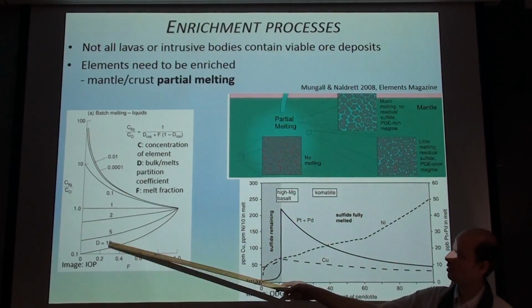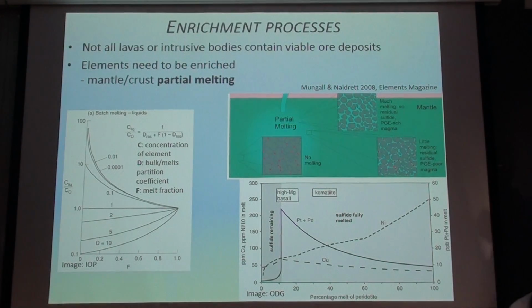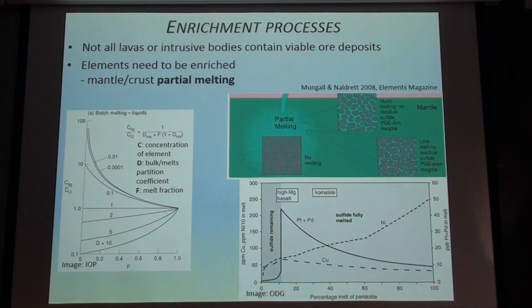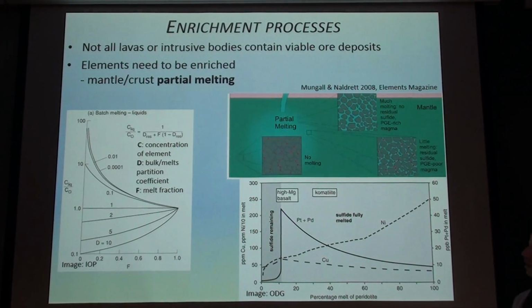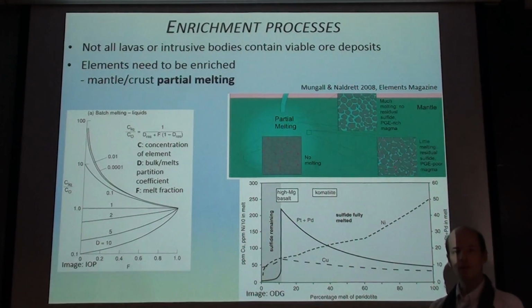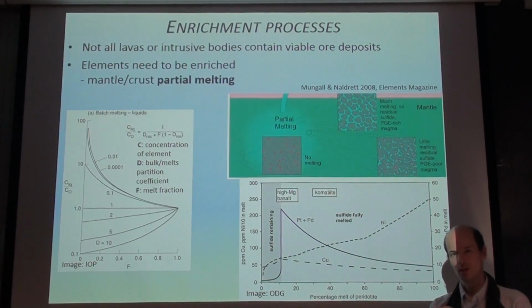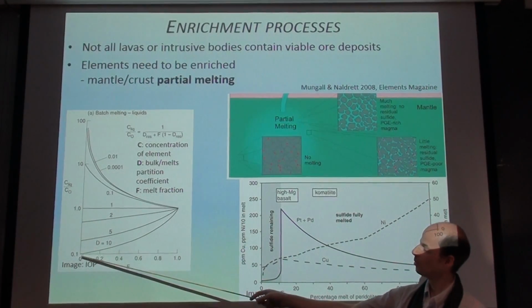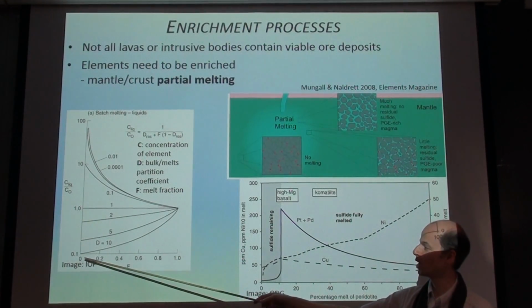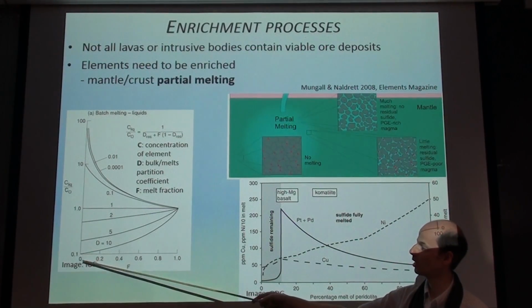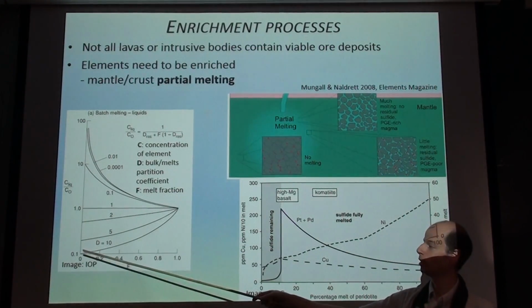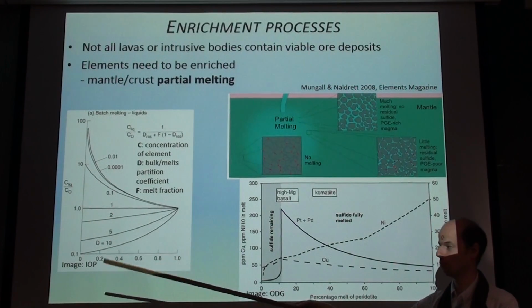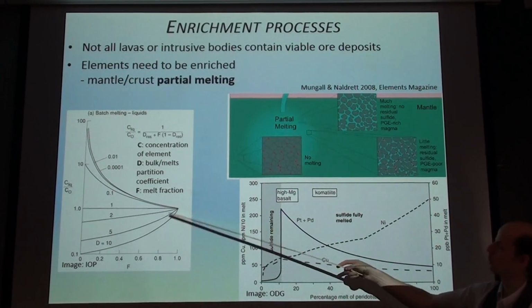At the other end, if an element likes to remain in the solids, such as nickel in olivine, melting will not cause that element to enter the magma. The element will remain in the crystal, and so we won't have much of it in the melt at low degrees of melting, but as we increase the degree of melting and we melt more of the peridotite, the concentration will increase.